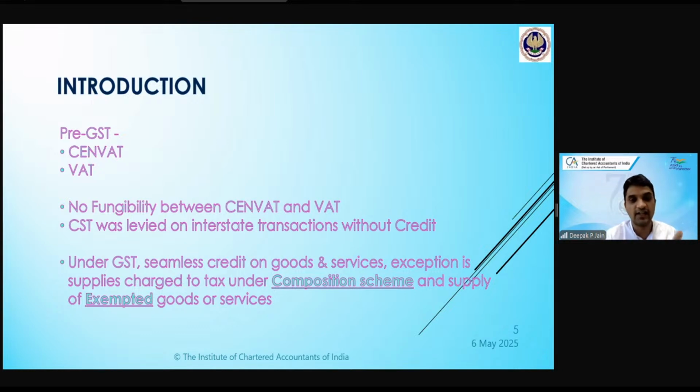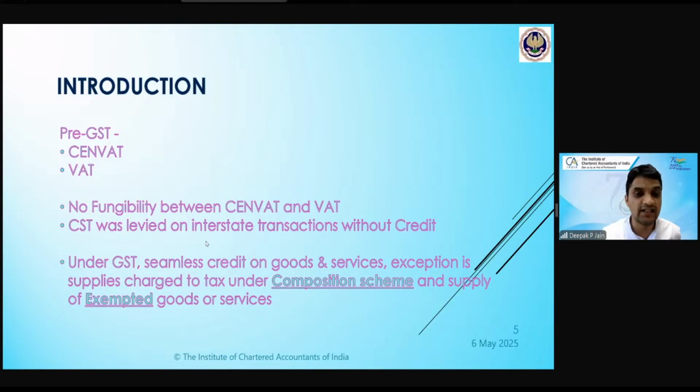So central excise and VAT, two levies were levied, and these were not fungible. That is, utilization cannot be made of SENVAT against the VAT payable. Got it? The utilization cannot be made of SENVAT against the VAT payable. You can utilize the VAT credit only against the VAT payable. So that is the first point wherein we are saying that there is no fungibility between SENVAT and VAT.